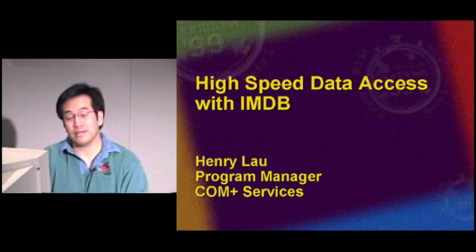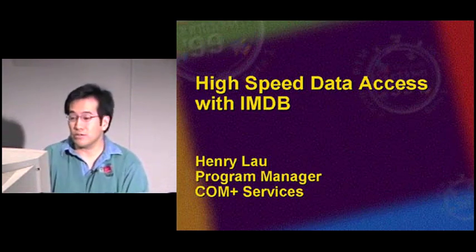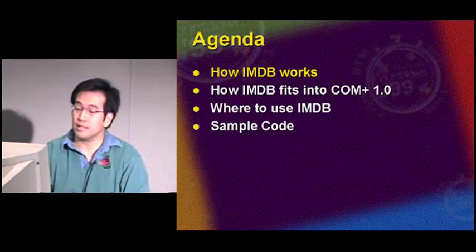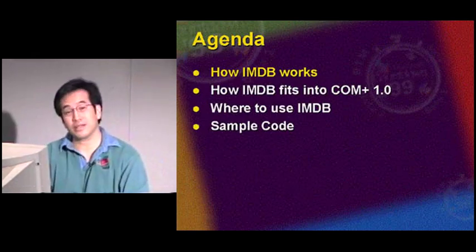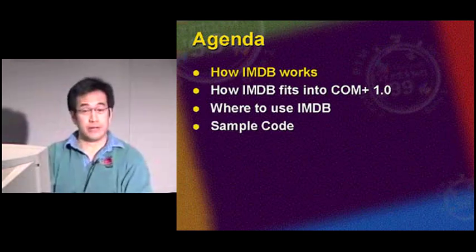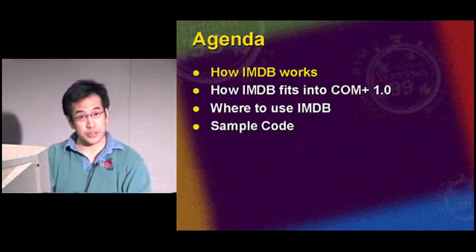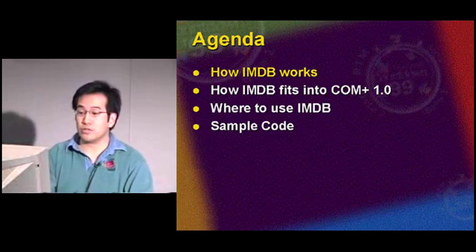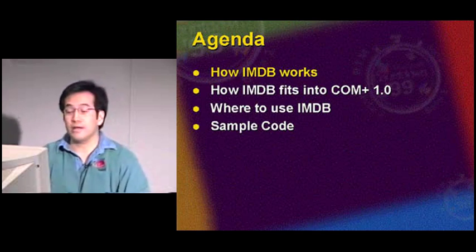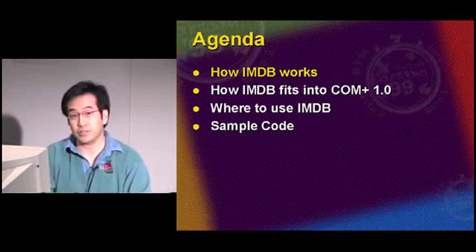To overview the agenda of what we'll be talking about today, first I'll go over the architecture of IMDb and quickly outline some of the major components that compose IMDb. Then we'll discuss how IMDb fits into the framework of COM+10 services. We'll discuss some common usage scenarios that we envision IMDb to fit well into. And then we'll spend a majority of the last half of this talk going over some simple Visual Basic and ADO code samples that illustrate how IMDb is utilized.